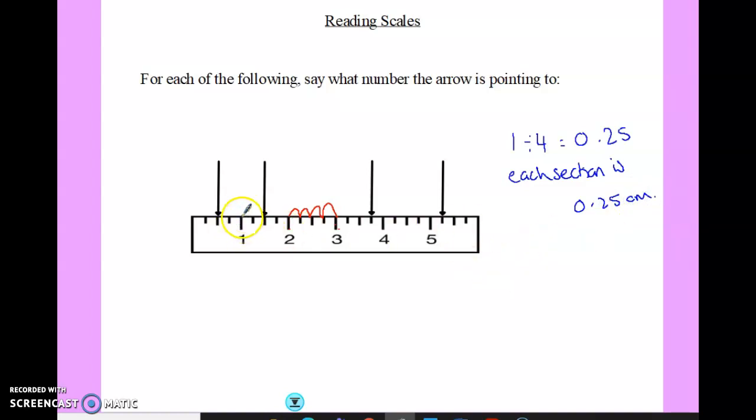So looking at the first one, here you've got 1, so we've gone 2 before 1, so this one here must be half a centimetre. Here, exactly halfway between 1 and 2, so this one must be 1.5 centimetres. Here we're going up in 0.25s, it's 0.25, 0.5, 0.75, so that'd be 3.75 centimetres, and the last one would be 5.25 centimetres.